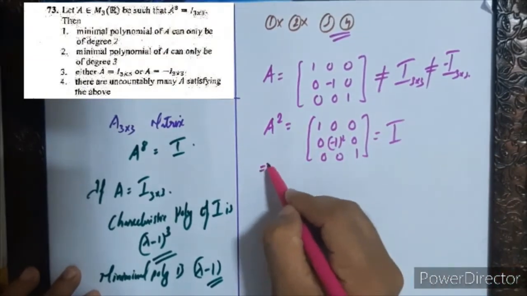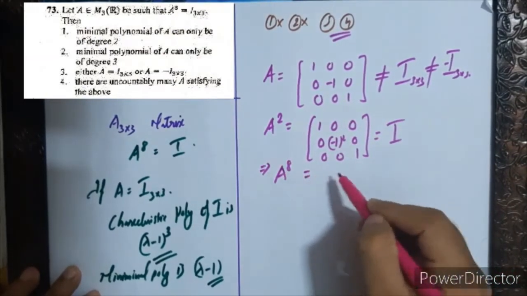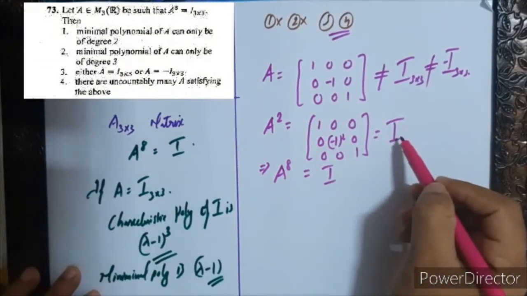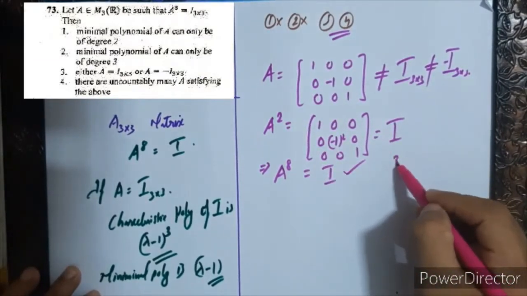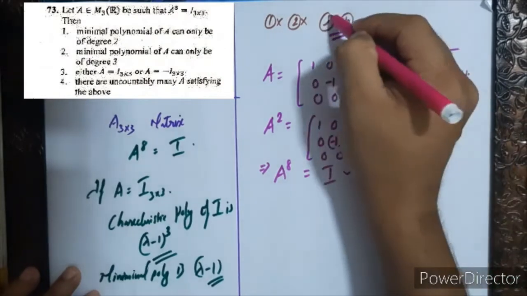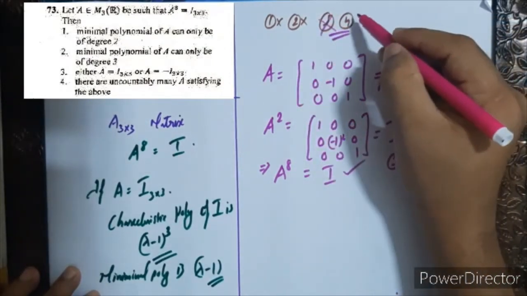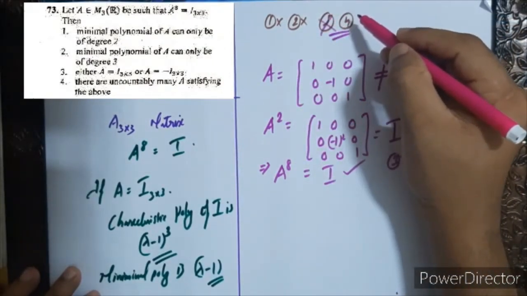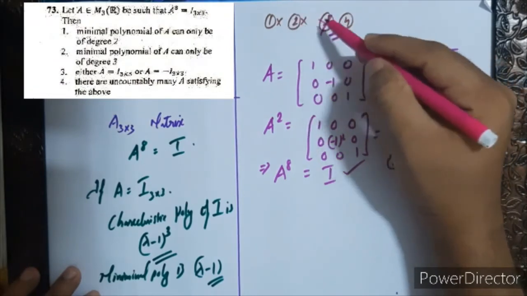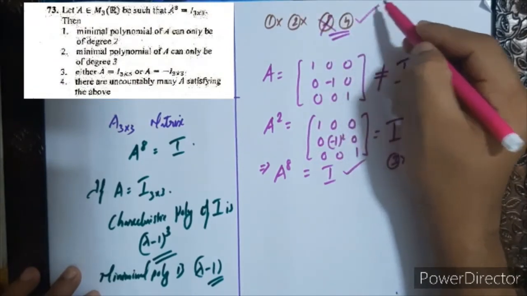So A square equal to I implies A raised to 8 is equal to I. So the third option is also false. This option is also false. So only one option is there. This is a multiple-select question and 3 options are false, so this is the correct answer.